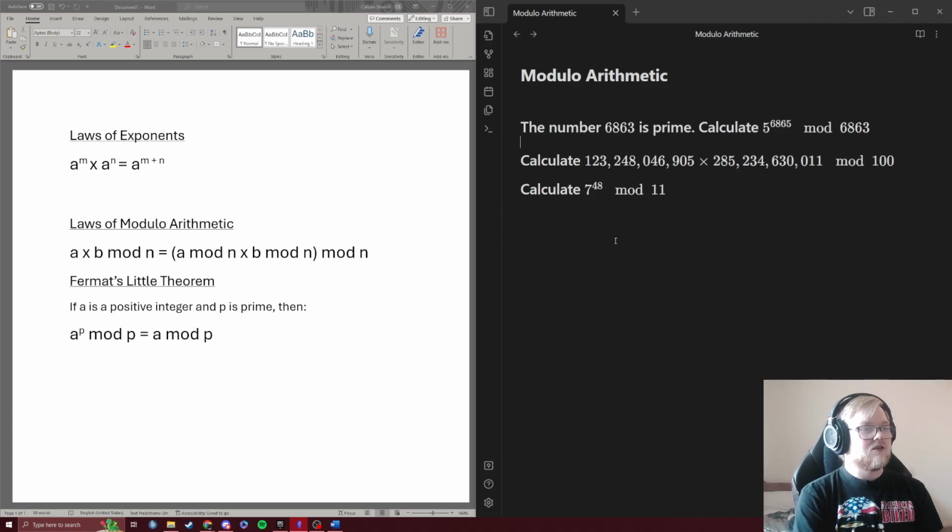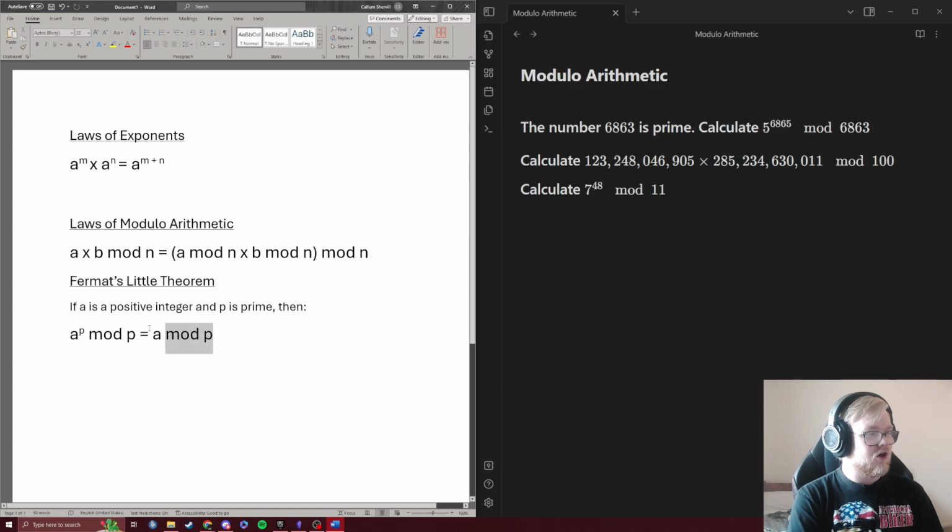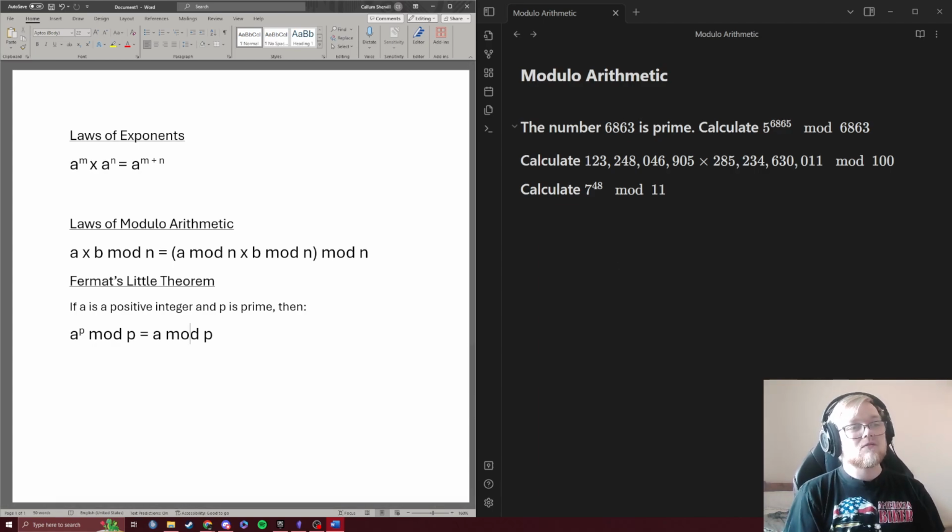Let's look at this first question. The number 6863 is prime. Already you can start to see where this third theorem can be useful, because we see that there is a prime here. So it should start the bells ringing. Calculate 5 to the power of 6865 mod 6863. Well, there's a lot of numbers, but once again, we're not allowed calculators in these questions, at least in our examinations for these kinds of questions.